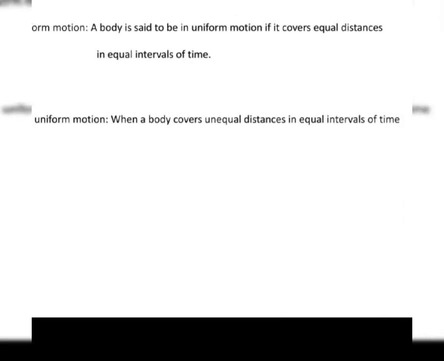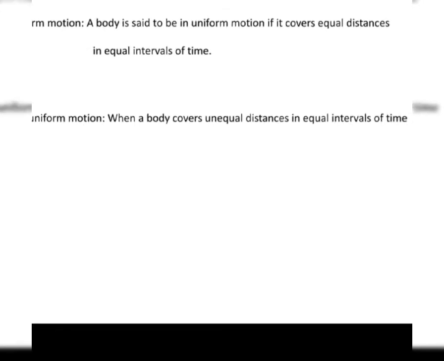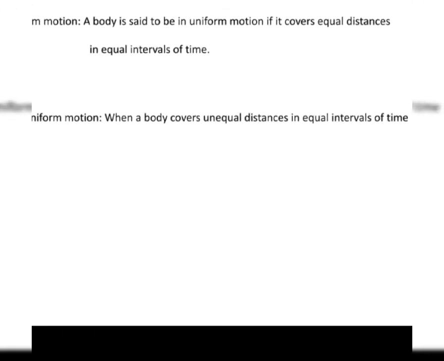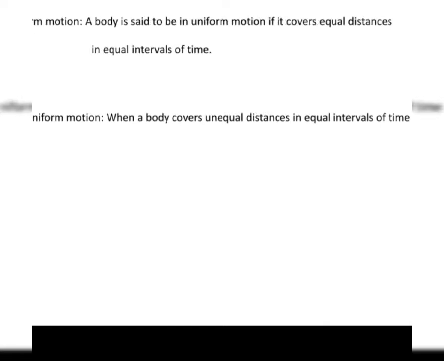And the best example for non-uniform motion is a car moving in traffic. When a car is in traffic, it has to escape between the spaces between the vehicles, right? Therefore, the speed of the car will be slow at first, and gradually, when it has a smooth road, it picks up speed. So speed increases. That means when the distance covered is unequal in equal intervals of time, then the object is having non-uniform motion.